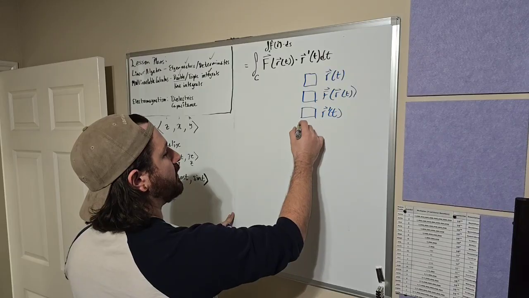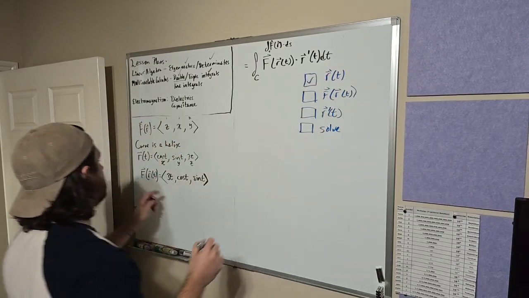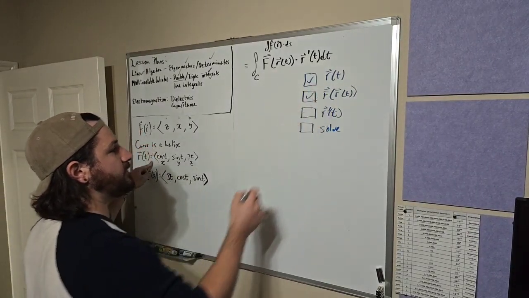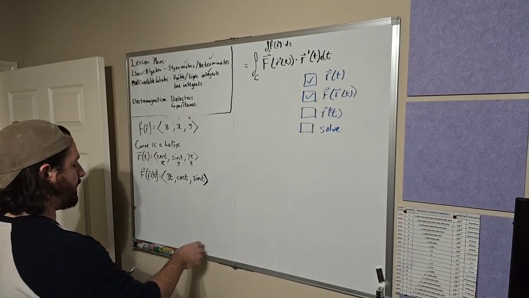And then we're going to plug it all in and solve the integral. So we've done r of t. That was thankfully given to us in this case. We've plugged r of t into f of t. So now we need to find r prime of t.